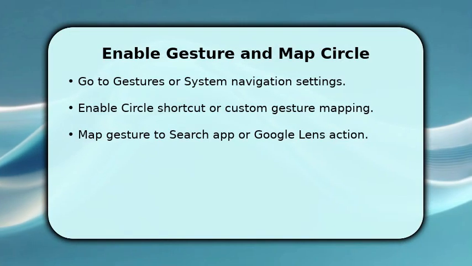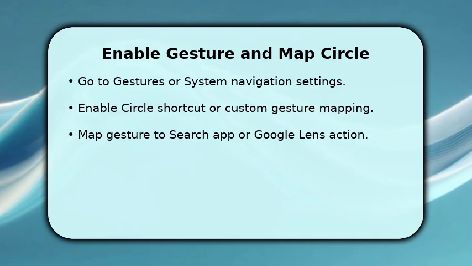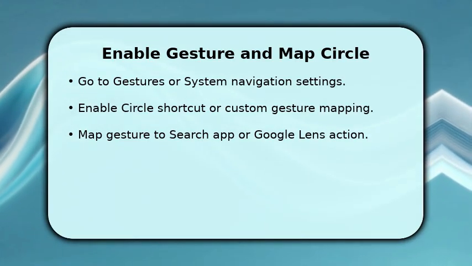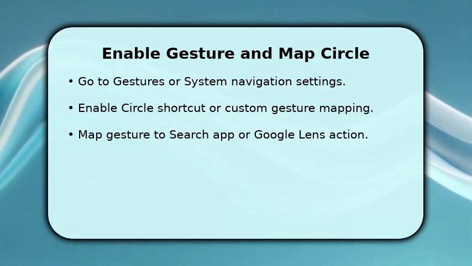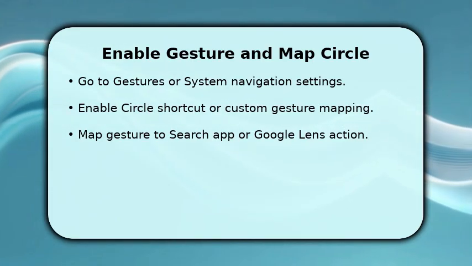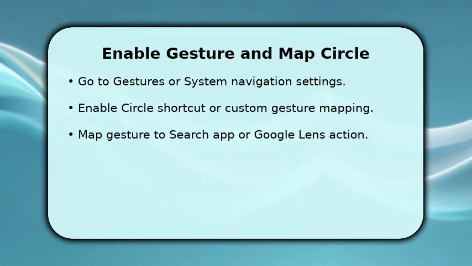You'll navigate to Gestures or System Navigation in Settings and look for Circle or Custom Gesture options. Tap into the gesture list and enable the Circle shortcut. This assigns the motion to a system action. Next, choose the action target, pick Search, Google Assistant, or Google Lens depending on your preference. This binds the gesture to the search pipeline.